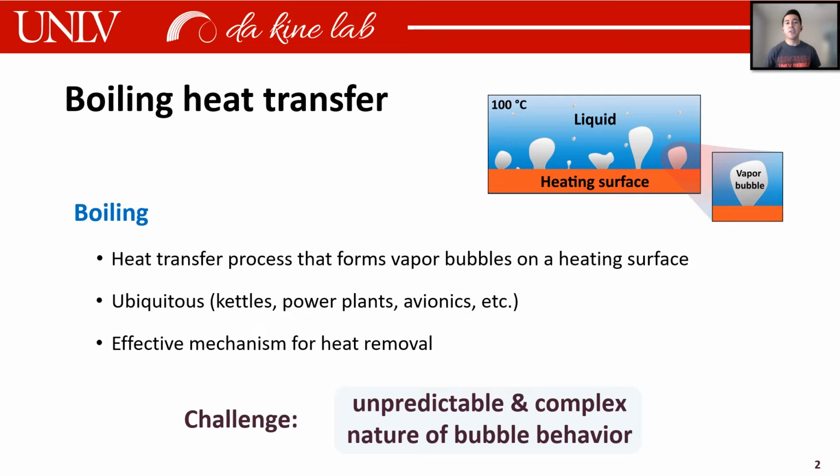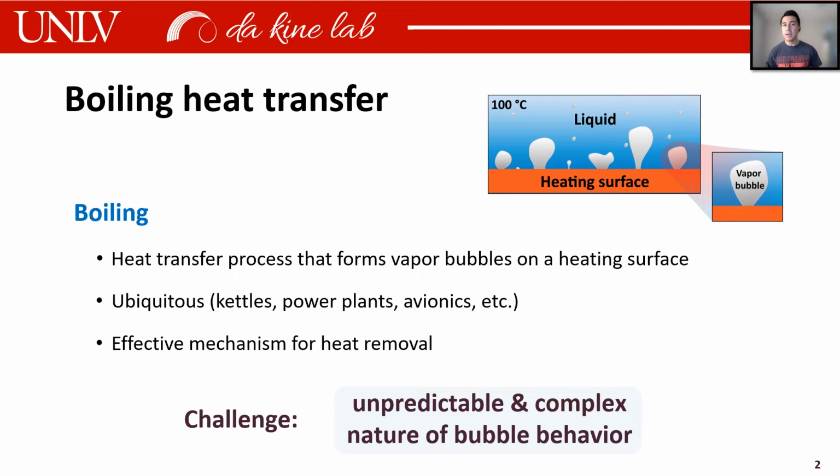These bubbles are generated on a heating surface that is removing heat. This heat transfer process is known as boiling. Boiling is ubiquitous, meaning it can be found in electric kettles, in power plants, or even in avionic components. Boiling is important because it's a very effective mechanism to remove these vast amounts of heat.